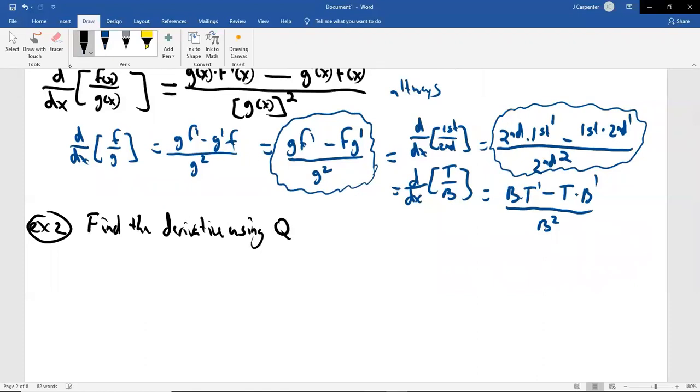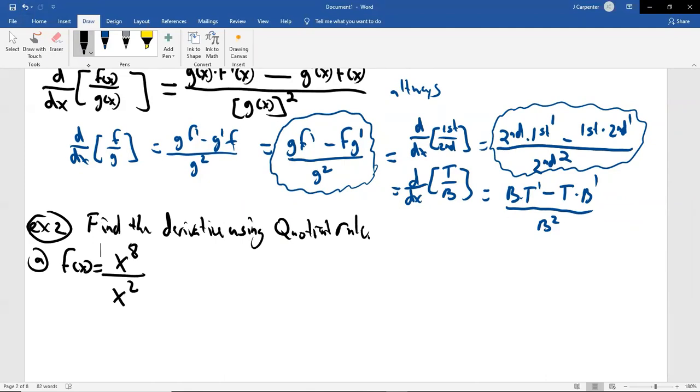Using the quotient rule. And we will start out with an example that we can verify it works. x to the 8th over x to the 2nd.